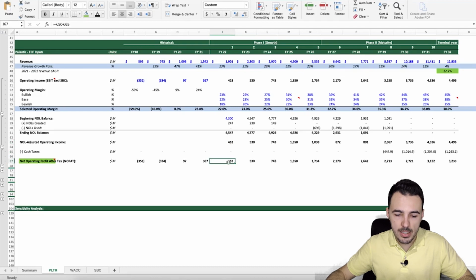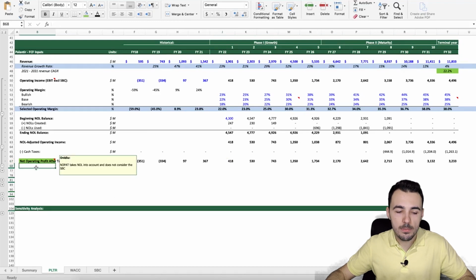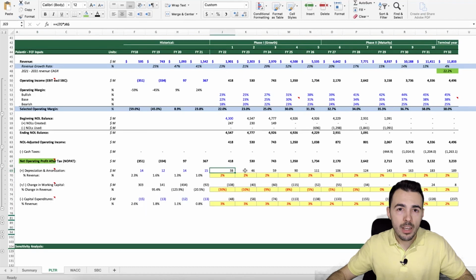Next up, we have the cash taxes. The company won't pay any cash taxes until 2029. And then we have the most important element, the NOPAT, the net operating profit after tax. Coming forward, we have the three elements that affect the cash flow. We have first depreciation, amortization, and capital expenditures.